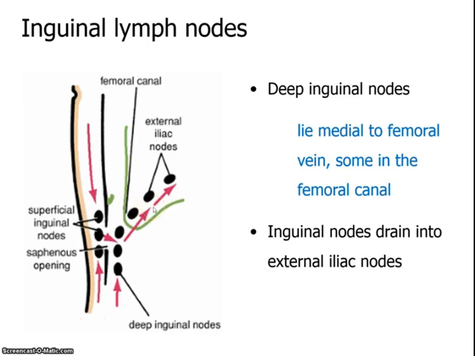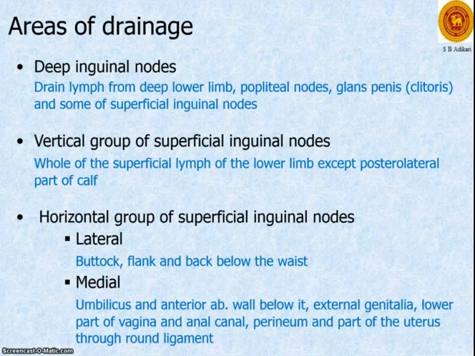And when it comes to the areas of drainage, deep inguinal nodes drain all deep structures from the lower limb, including the popliteal nodes, and at the upper end, as I said before, the glans penis and clitoris, and superficial inguinal nodes also ultimately drain into deep inguinal nodes.